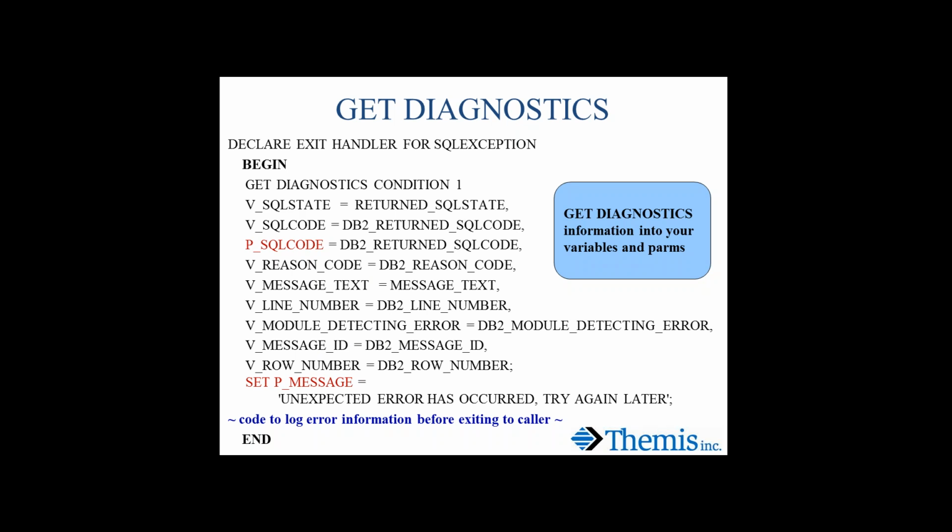Then I'm going to set for the caller: a common unexpected error has occurred, try again later, or report condition to, etc., etc. Then I need to know where I am going to log that error information before I exit to the caller. So that code would follow the GET DIAGNOSTICS down in here.